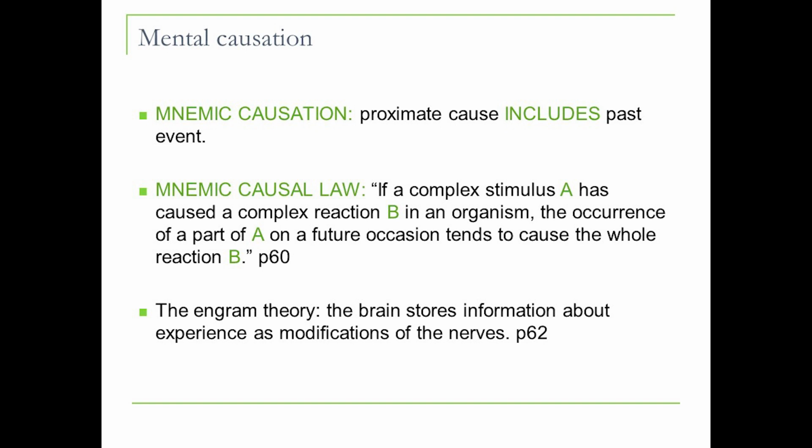A mnemic causal law then, he discusses on page 60, and this is a quote: "If a complex stimulus A has caused a complex reaction B in an organism, the occurrence of a part of A on a future occasion tends to cause the whole reaction B." So when you have an event happening that is like this past event, then any aspect of it is going to cause the similar reaction in order to be able to make this connection. So you can't have a whole cause of the past.